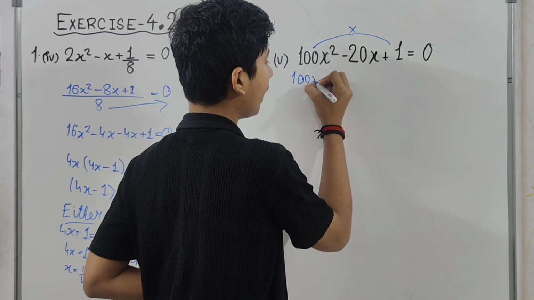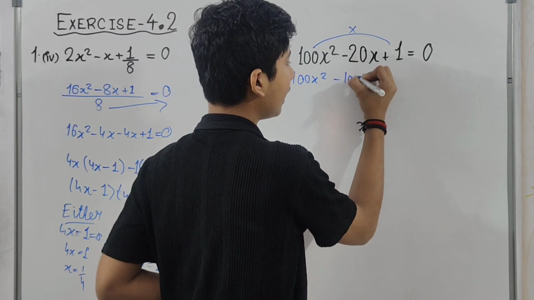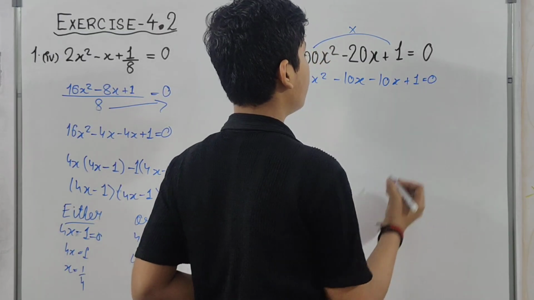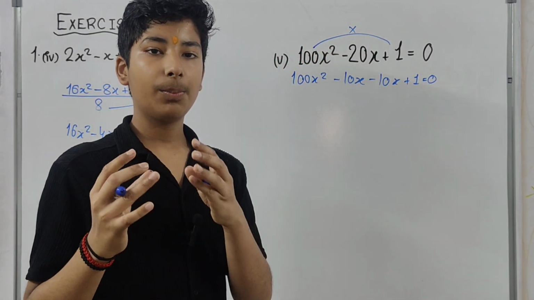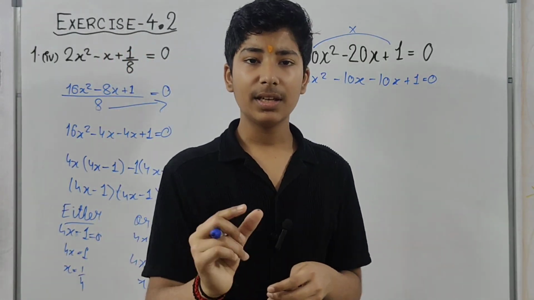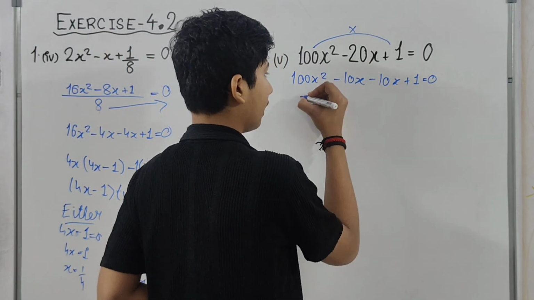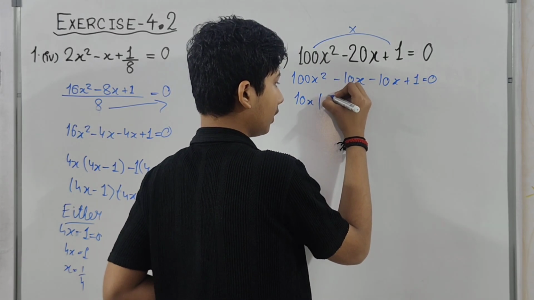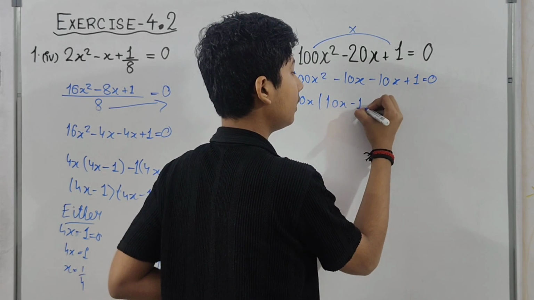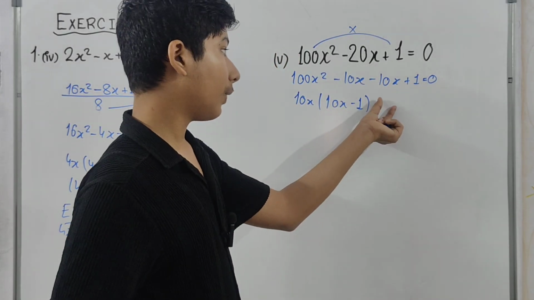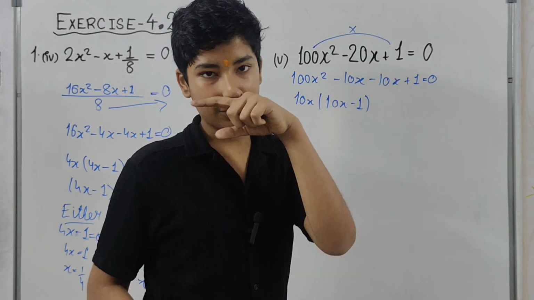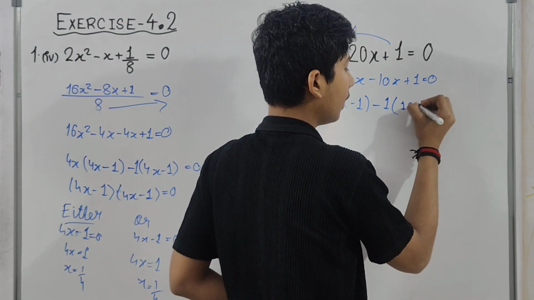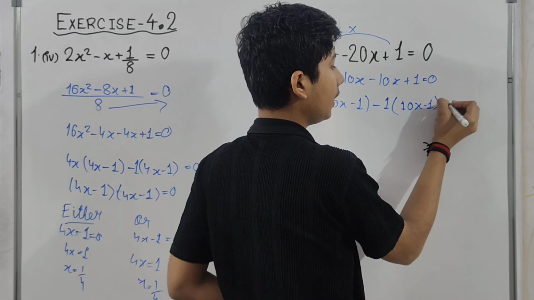Again 100x square minus 10x minus 10x plus 1 equal to 0. See, we have to always try that the brackets come same, not even the sign should change. Okay, so we take 10x common. It will be remaining 10x minus 1. Now since if we take 1 common, it will become minus 10x plus 1, so we'll take minus common. So 10x minus 1 equal to 0.